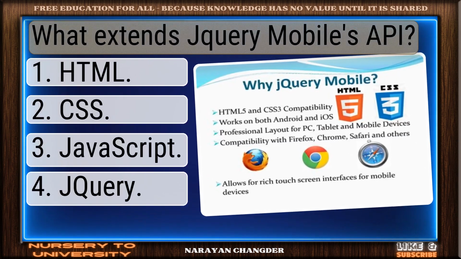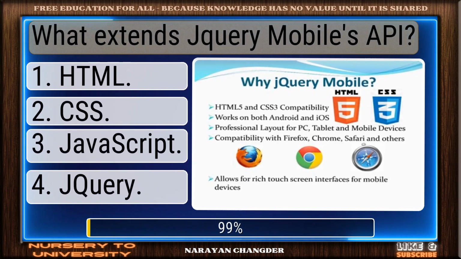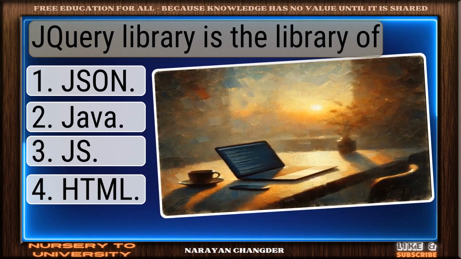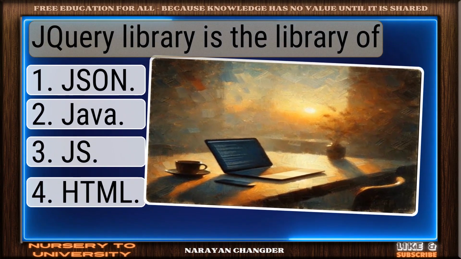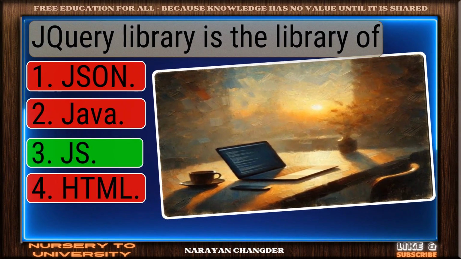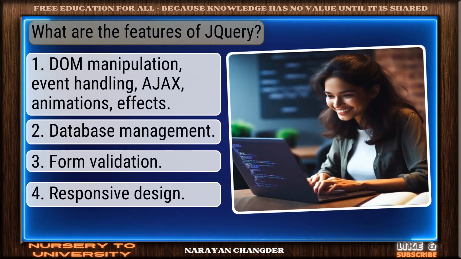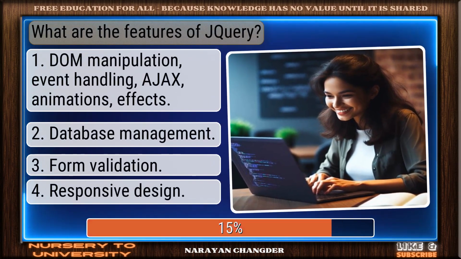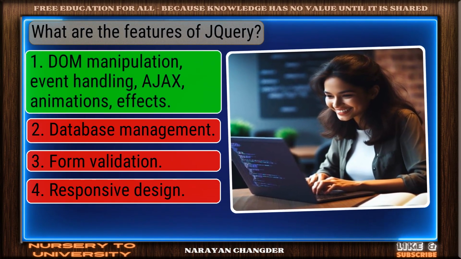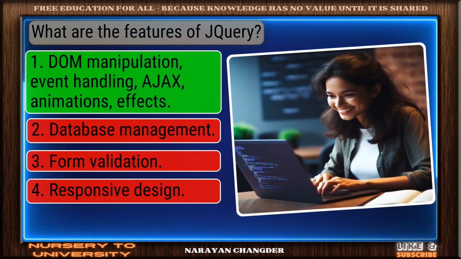Question number 65. What extends jQuery Mobile's API? Excellent. jQuery is a brilliant choice. Question number 66. jQuery library is the library of. Nicely done. JS is a solid answer. Question number 67. What are the features of jQuery? Strong choice. DOM manipulation, event handling, Ajax, animations, effects is the right answer.